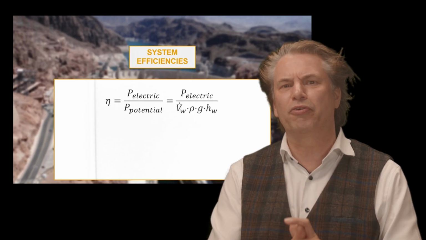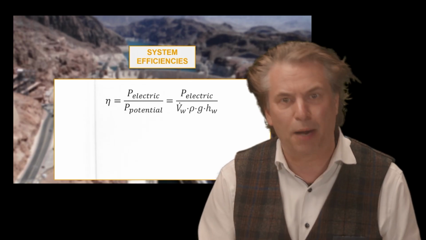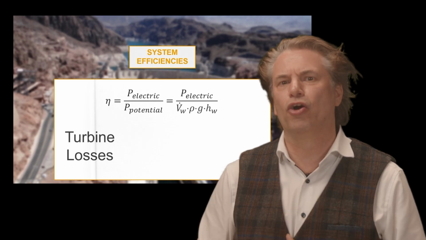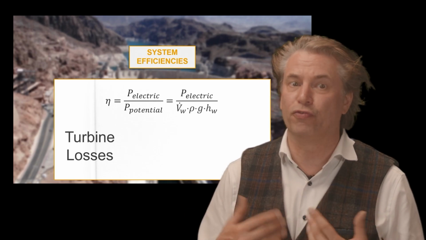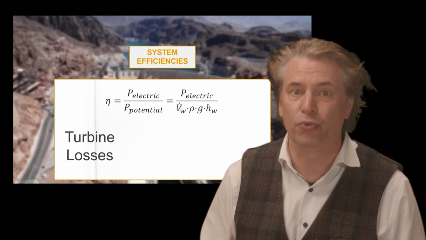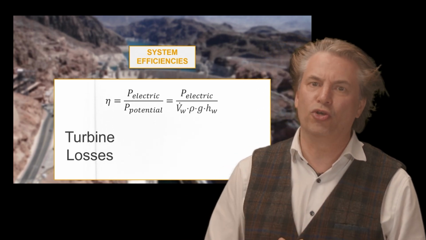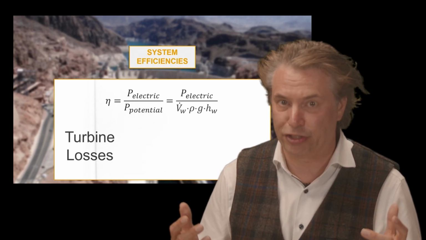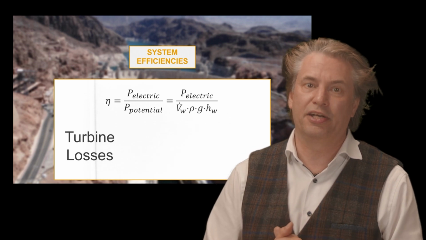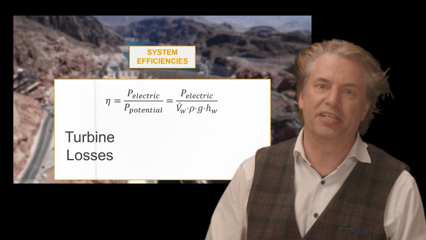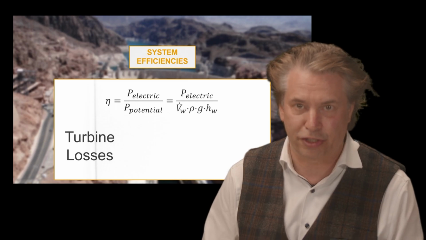The losses in the hydraulic power system are mainly caused by three factors. The first loss mechanism occurs when the turbine converts the kinetic energy of the water to rotational or mechanical energy. The fundamental laws of physics, like the conservation of energy and the second law of thermodynamics, prevent the turbine from operating at 100% conversion efficiency.